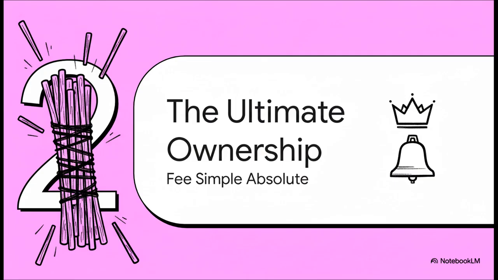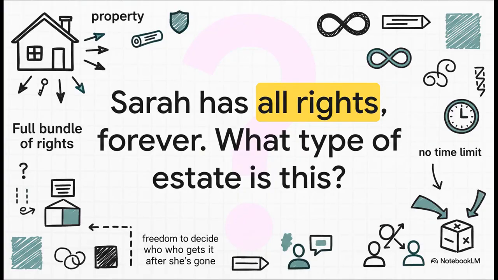Well, that brings us to the highest, most complete form of ownership in real estate law: fee simple absolute. Let's see how this idea builds right on top of that bundle of rights. Let's look at a classic scenario you might see. Meet Sarah. She's got everything: the full bundle of rights, her ownership doesn't have an expiration date, and she has total freedom to decide who gets the property when she's gone.